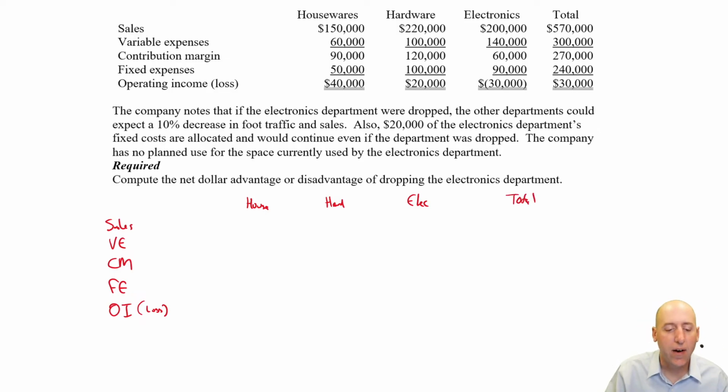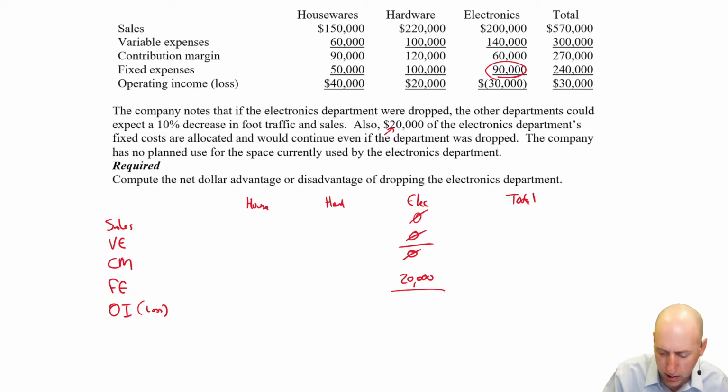So if I get rid of, and I'll start with electronics, if I get rid of electronics, the sales of the electronics department will go to 0 because I don't have an electronics department. The variable expenses go to 0. The contribution margin goes to 0. The fixed expenses of the department, unfortunately, do not go to 0. $20,000 of the electronic department's fixed costs are allocated and would continue. So I've got to eat $20,000 of the electronic department's costs regardless. And so there's still a bit of a losing proposition here, but losing less.